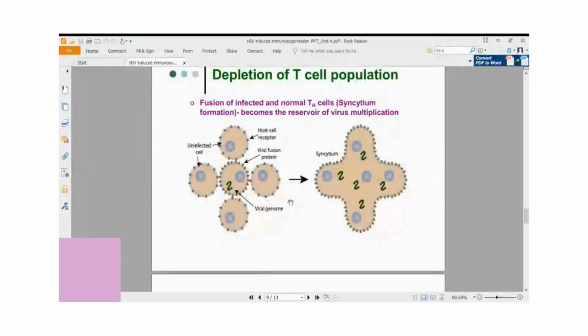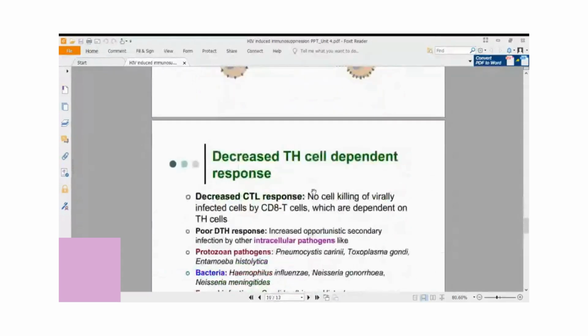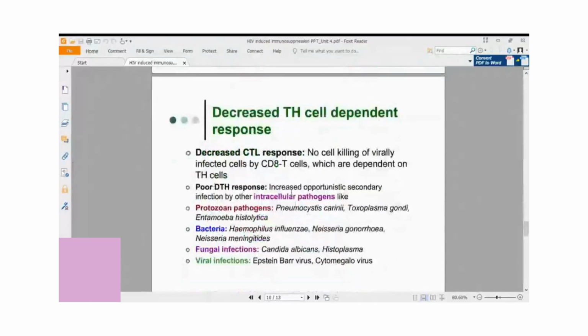So this is how the Th cell population can undergo depletion, that is, by formation of a syncytium. Then we will see other responses. As it is, we have seen now the depletion of cells is constantly taking place in the HIV infected person, and it is an ongoing process. As and when a new batch of Th cells arise, they are going to be infected by the virus. So there is continuous depletion of Th cells.